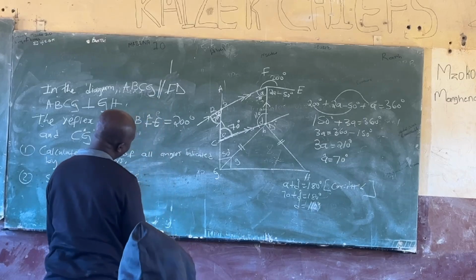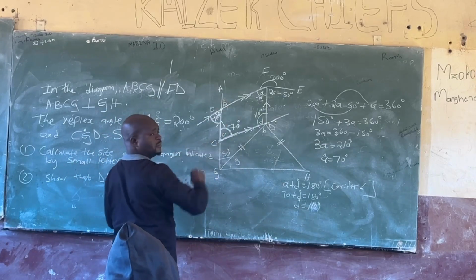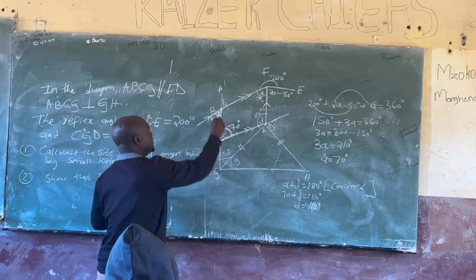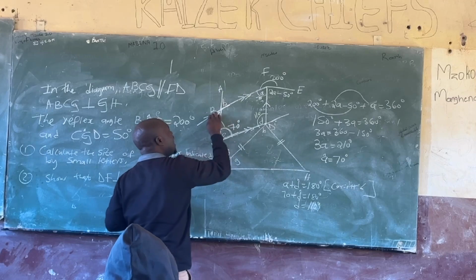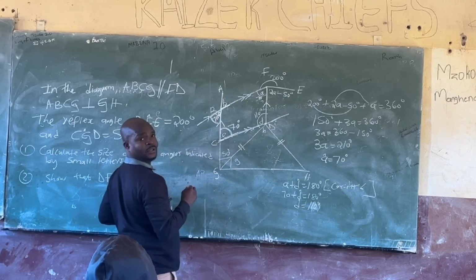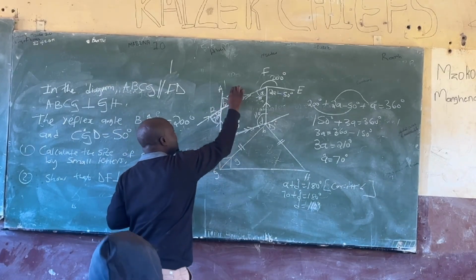Then, if you look at this angle C, it can give us B. We can get B because this B is a vertically opposite angle with C. It means that this B is also 70 degrees.